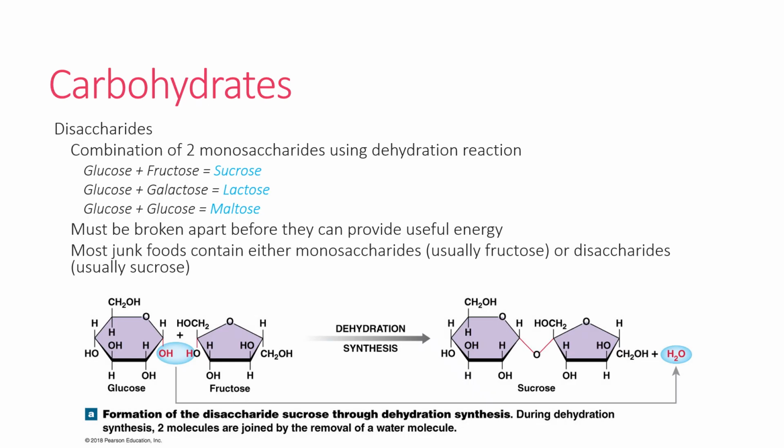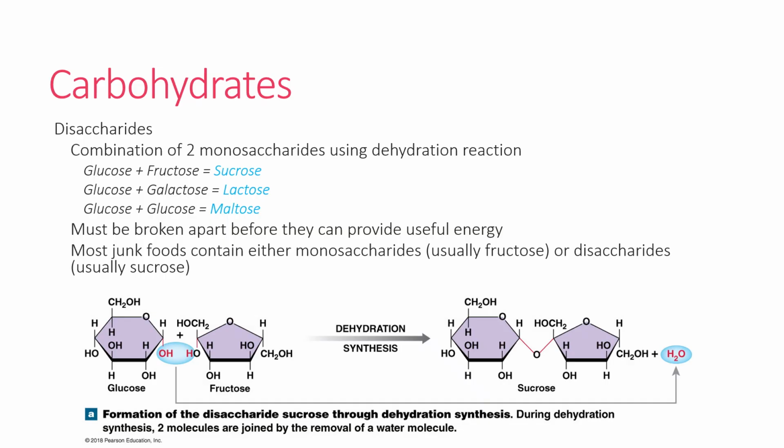This is the only of the macromolecules where I'm going to ask you to give me something other than a monomer and polymer. You also need to give me what are called disaccharides. So this base word here, saccharide, means sugar or carbohydrate. Monosaccharide was 1 sugar. Disaccharide means two sugars. And so we're going to combine those monosaccharides we just saw into disaccharides, and they're going to give us different types of sugar here.